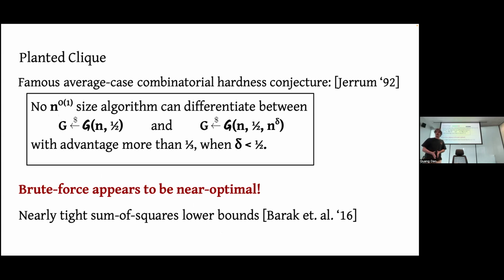Interestingly, this brute force algorithm appears to be near optimal in the sense that Barak and co-authors recently showed the sum of squares algorithm running in time n to the little o of log n fails to distinguish between these two distributions. The reason we see this as convincing evidence is because the sum of squares hierarchy is sort of the most powerful algorithmic framework that we currently know of for these types of random planted problems.